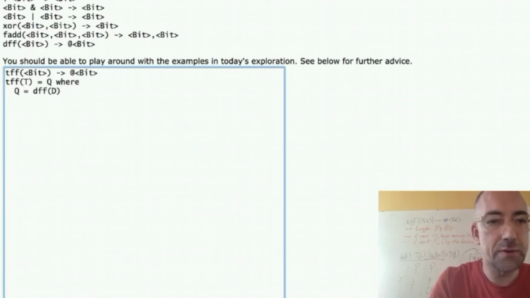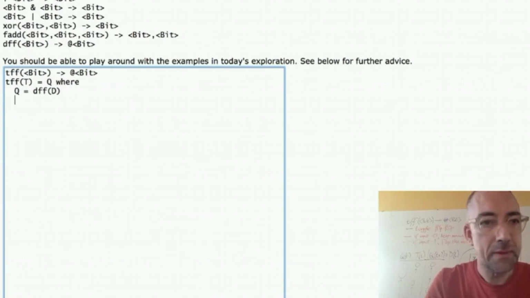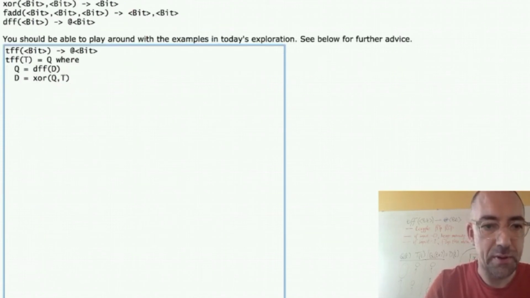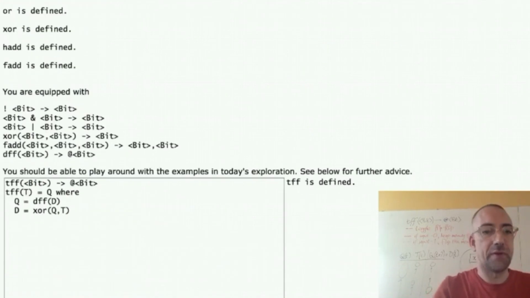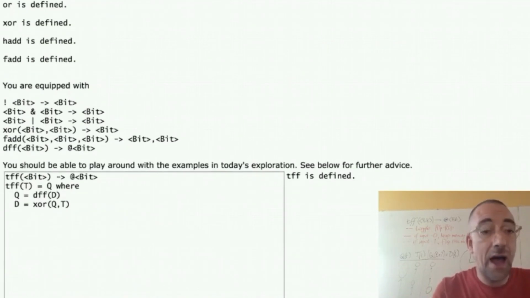And what did we figure out on the board? That D should be given by the exclusive OR of Q and T. So let's see if that's acceptable as a definition. Yes, it's defined. It's checked the right connectivity, and it has also checked that this Q, which is looped, is given only by a memory. There's no direct dependency on the control signal T.